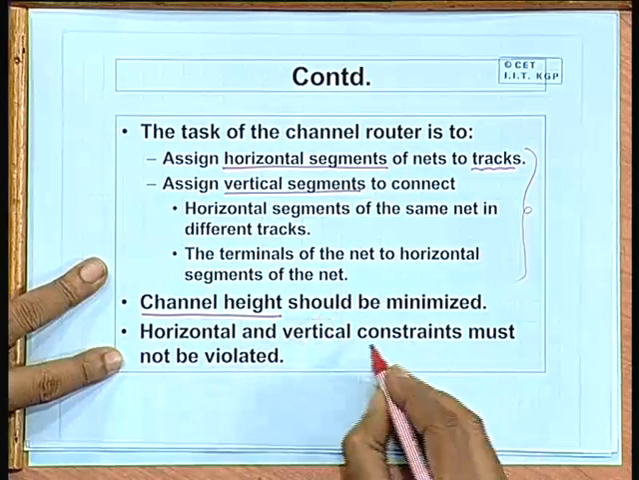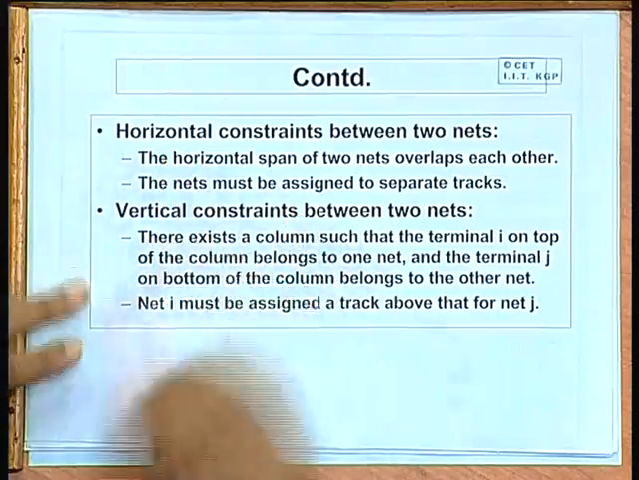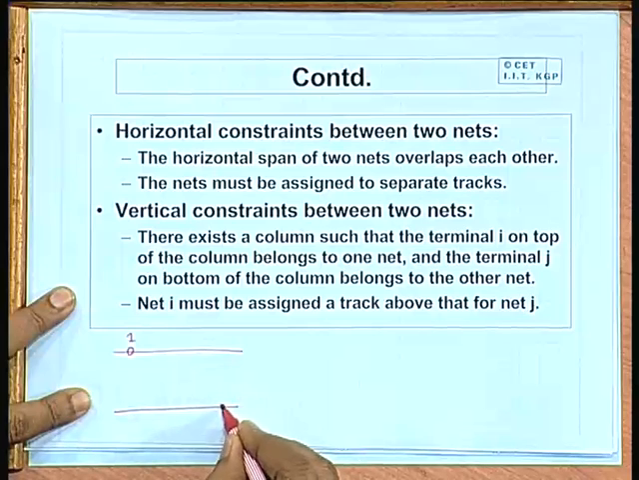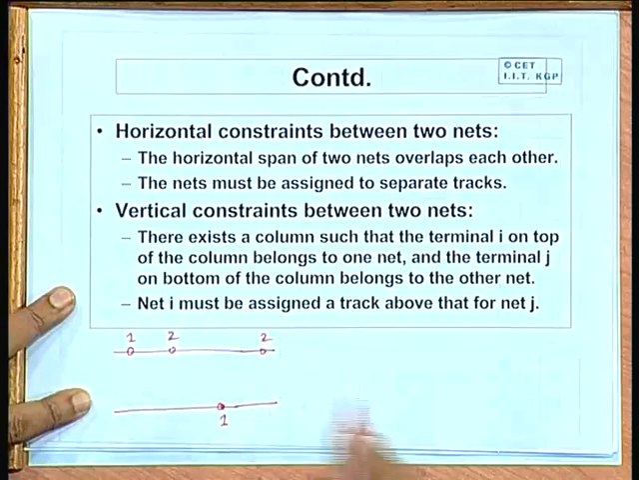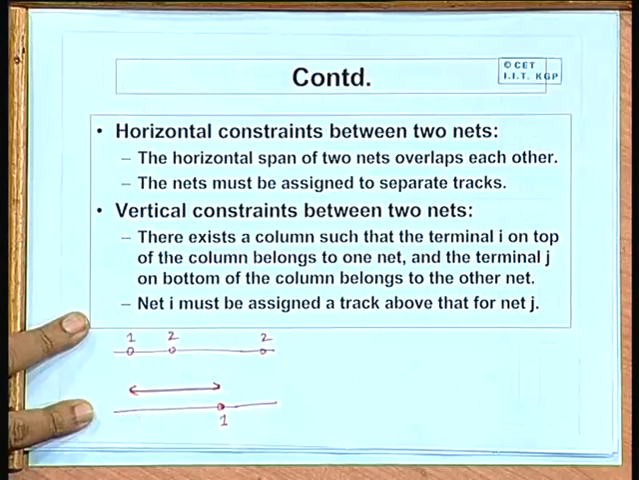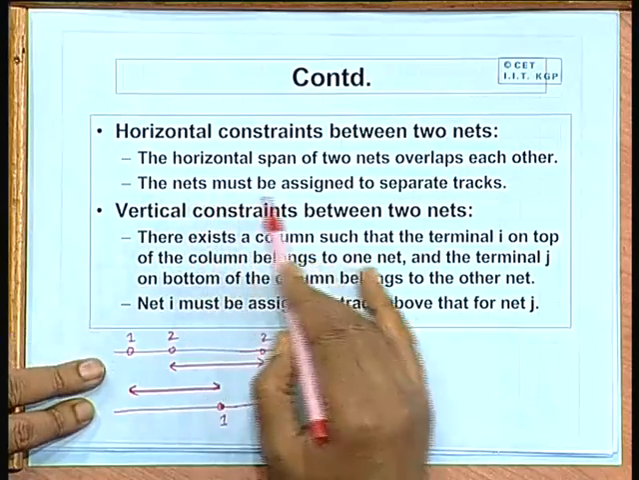But while doing it, there are some constraints that must not be violated. These are called horizontal and vertical constraints. Let us see what these constraints are. So, any channel router must not violate these constraints. Now, these constraints are fairly obvious. Say a horizontal constraint says, suppose I have a net 1, say with 1 out here and 1 out here, and a net 2 with 2 here and 2 here. Well, if you look at the horizontal spans of the two nets, net 1 spans from here to here, net 2 spans from here to here. So, there is an overlap between the spans. Now, since they overlap, you cannot lay out these two nets on a single track.